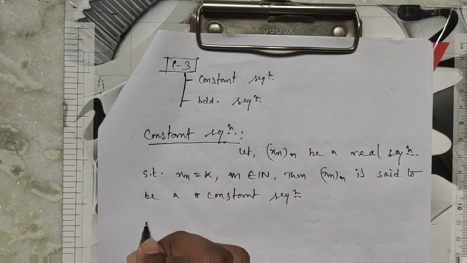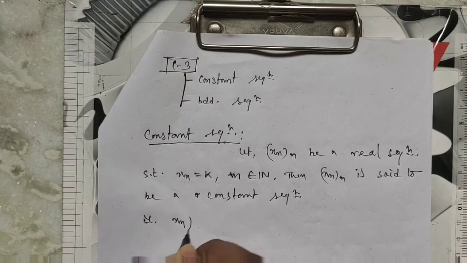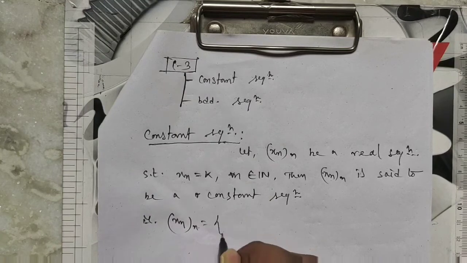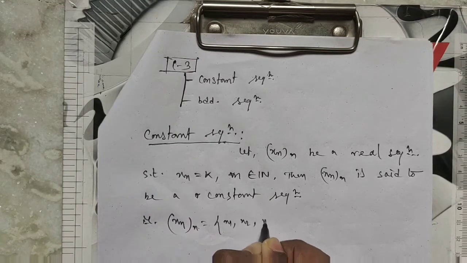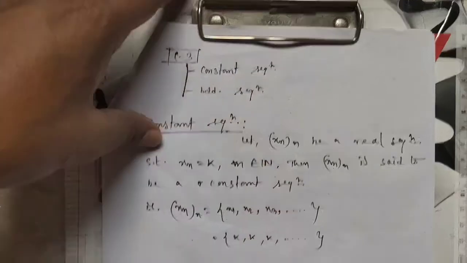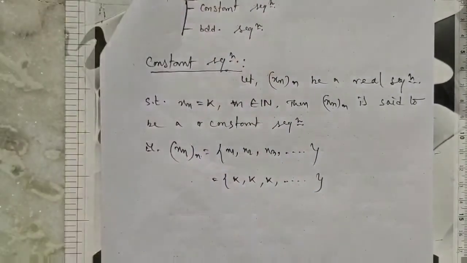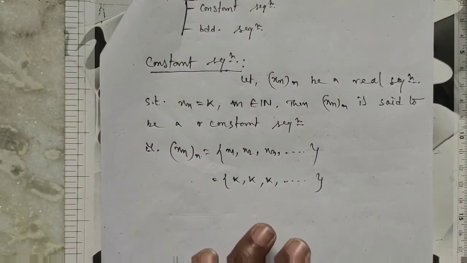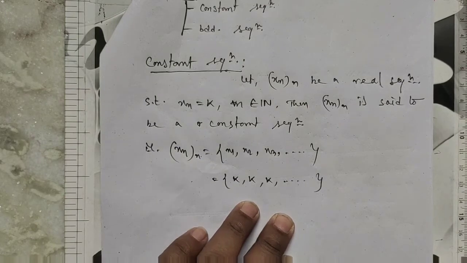So that is, the sequence is xn, this is x1, x2, x3 and so on, k, k, k and so on. Every term of the sequence is k. This type of sequences are called constant sequence.